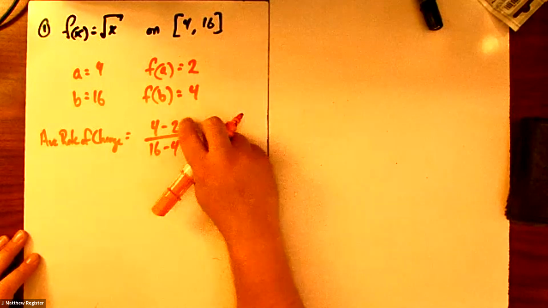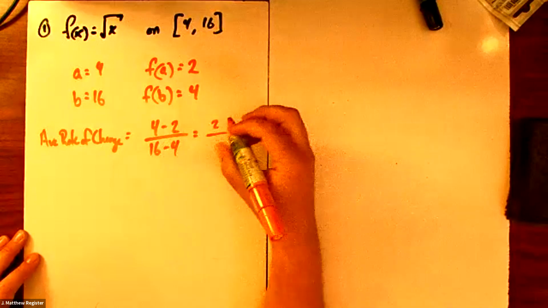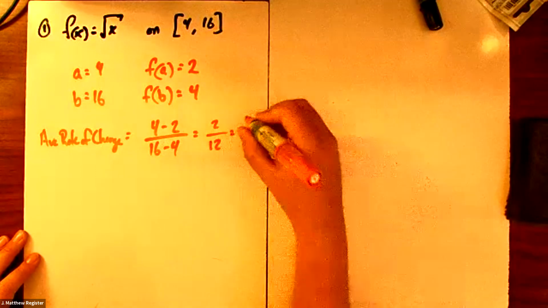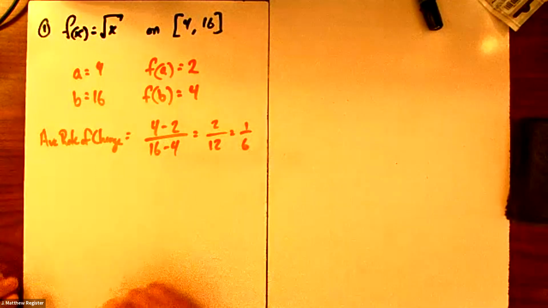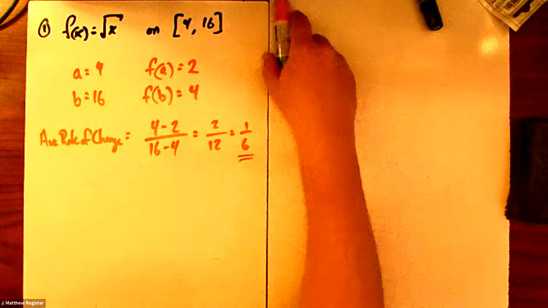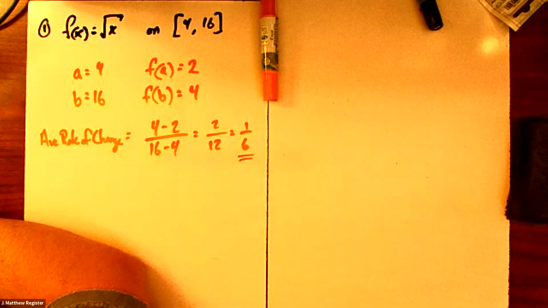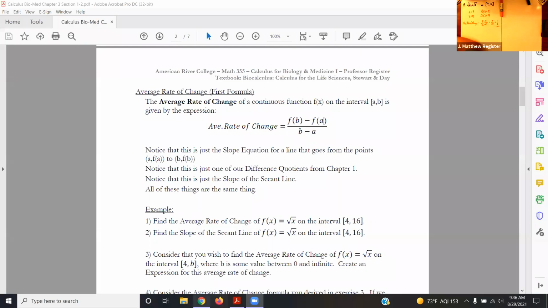Crunching the numbers, 4 minus 2 is 2. 16 minus 4 is 12. And so we end up getting 1/6. So now the question becomes, what does this 1/6 actually represent? Because we can call it the average rate of change, but having a visual for it might be nice.